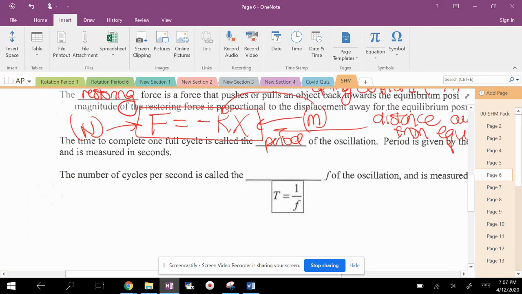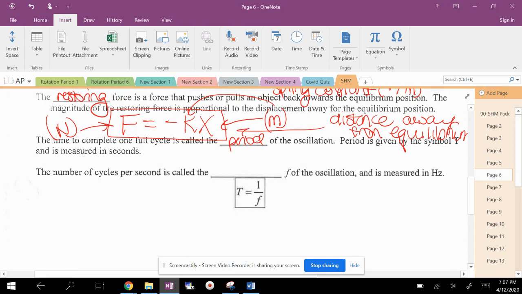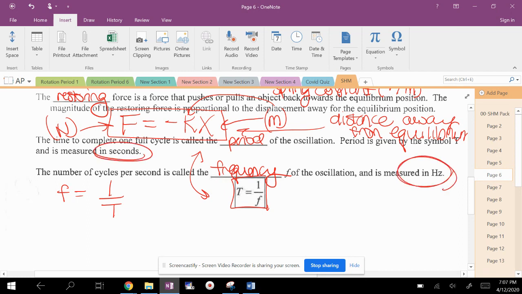And the number of cycles per second is the inverse of that, which you remember, I hope you remember, is the frequency. So the way to relate period and frequency is right here, T equals 1 over f, or you can write the inverse of that, which is 1 over T equals f. And don't forget, frequency is measured in hertz, period is measured in seconds.